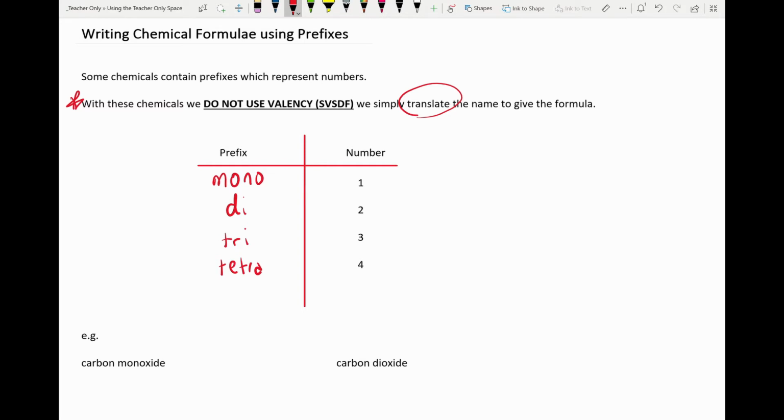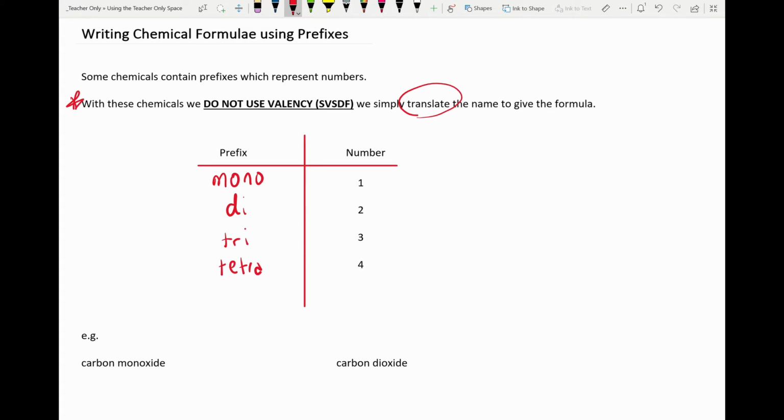So Monopoly, for example, the board game where you try to be the one person that rules the board. Mono meaning one or only. Di is very similar to bi, so things like bicycle, for example, having two wheels, comes from the same kind of language, but we use di in chemistry.